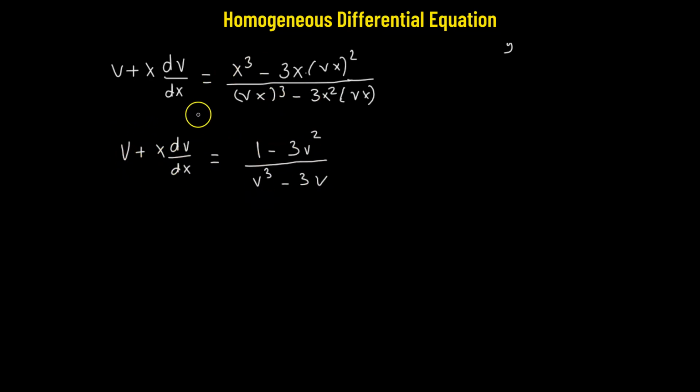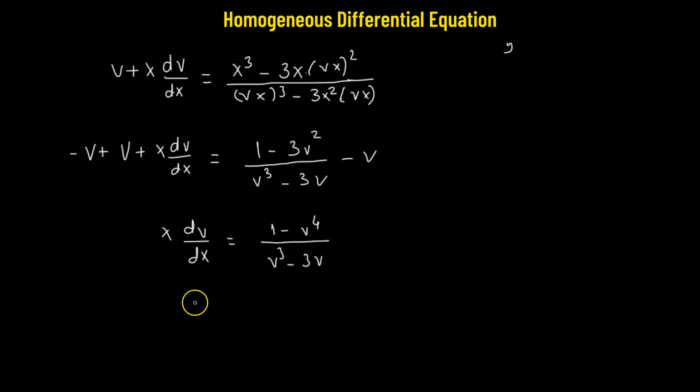We'll take the v from the left hand side to the right hand side. So we can subtract v from both sides, and then we'll combine these two terms. That should give us (1 minus v raised to the power of 4) whole thing divided by (v cubed minus 3v). Now we can separate the differentials, and this should be (v cubed minus 3v) whole divided by (1 minus v raised to the power of 4) times dv equals dx over x. So this is now in the separable form.